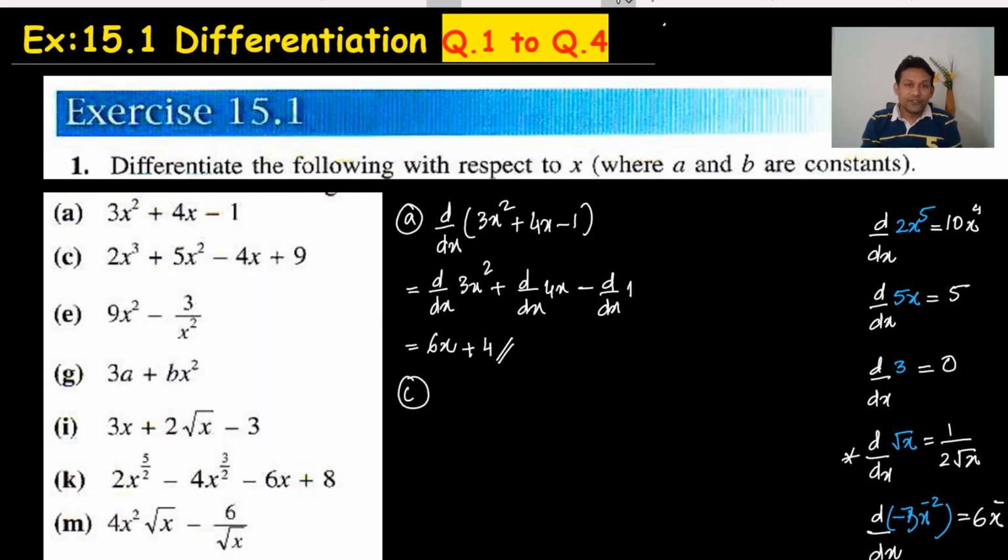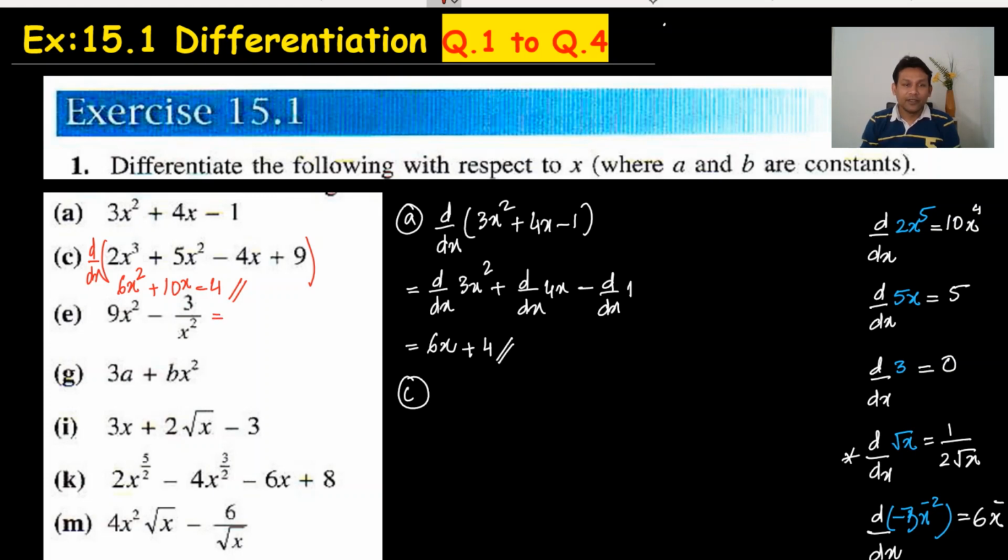Can you do the C part a little bit faster if I try? What is the differentiation of this? I have to write d upon dx here. The power will multiply with the coefficient: 3 times 2 is 6x, and the power will become 2. 5 times 2 is 10x, and this 4x will become minus 4, and that's done.